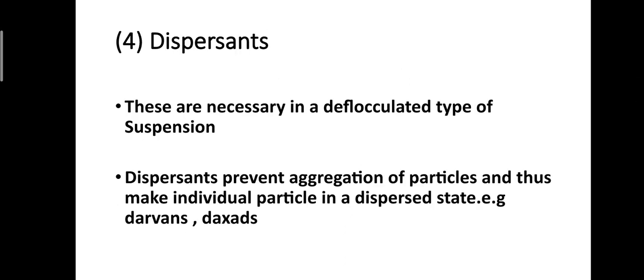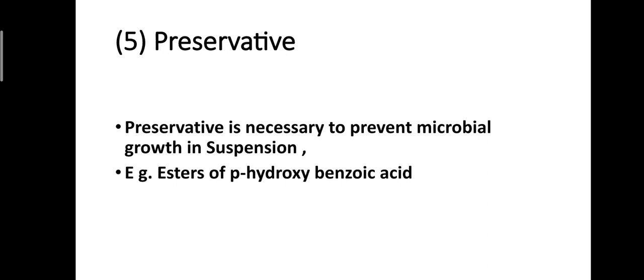Fourth, dispersants. These are necessary in deflocculated type of suspension. We will next see what flocculated and deflocculated suspension are. Dispersants prevent aggregation of particles and thus keep individual particles in a dispersed state. Examples: Darvan, Daxad, etc. are examples of dispersants.